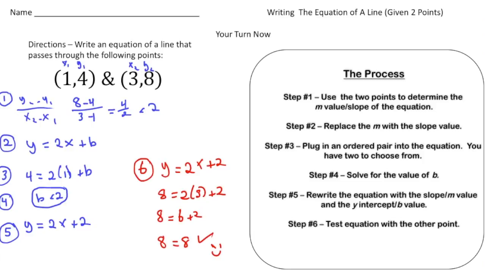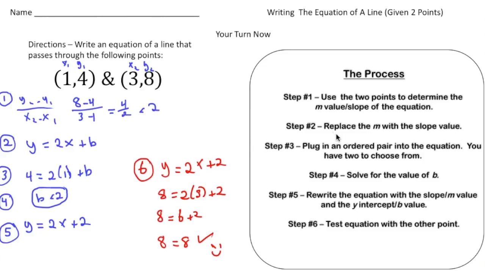Welcome back. Let's say I do this practice problem. Here I did the workout to save a little bit of time. We have points (1, 4) and (3, 8), and we want to know the name of the line that goes through those 2 points. Step 1, use the 2 points to determine the slope, or the m value, of the equation. When I did that, I got an m value of 2.